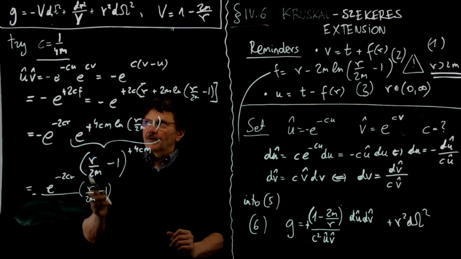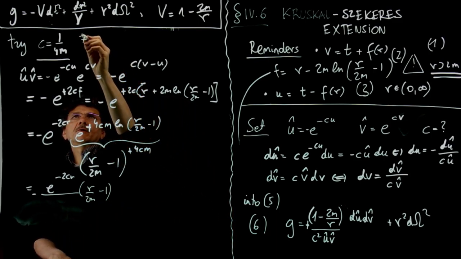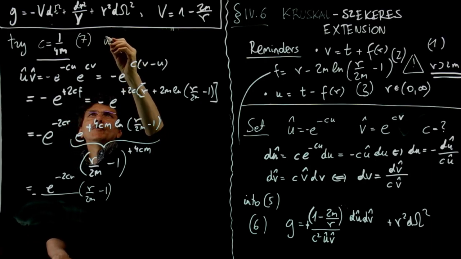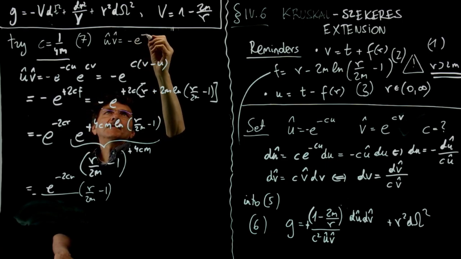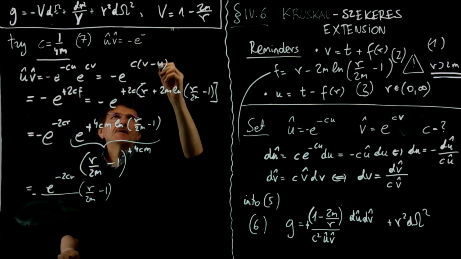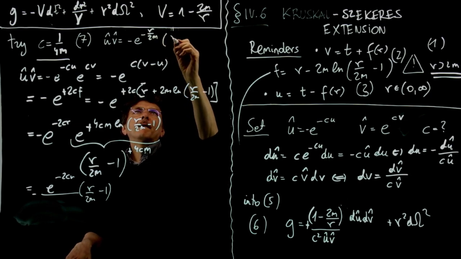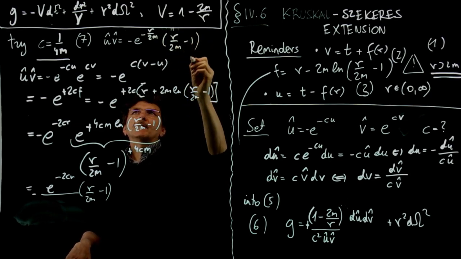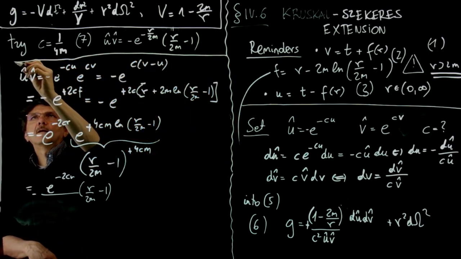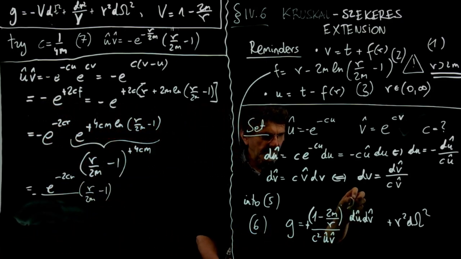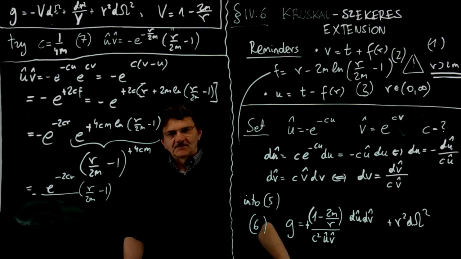Okay, so this is a formula that we're going to need. So let me just copy it. This is going to be our equation 7, which is u hat v hat is equal to minus e to minus c, being 1 over 4m, it's r over 2m times r over 2m minus 1. Okay, so here was actually correct.